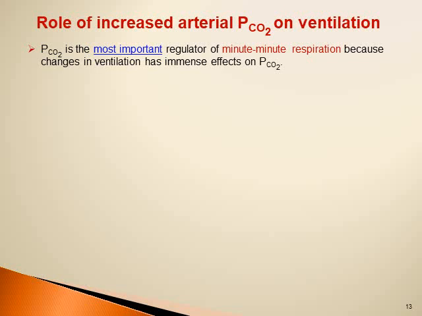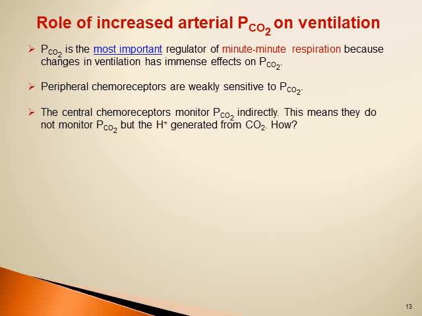Partial pressure again of carbon dioxide is the most important regulator of minute-to-minute respiration, because changes in ventilation have immense effects on partial pressure of carbon dioxide. A very small change in ventilation can greatly affect the partial pressure of carbon dioxide in the blood. Peripheral chemoreceptors, as I said in the previous slide, are weakly sensitive to changes in the partial pressure of carbon dioxide. The central chemoreceptors monitor partial pressure of carbon dioxide indirectly.